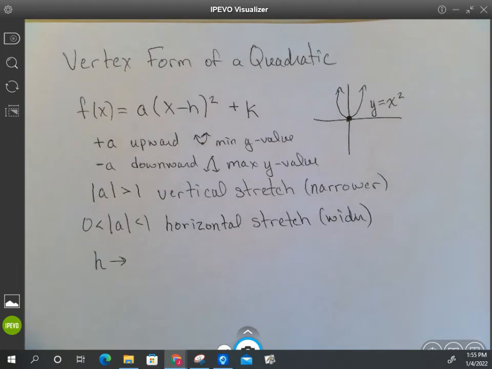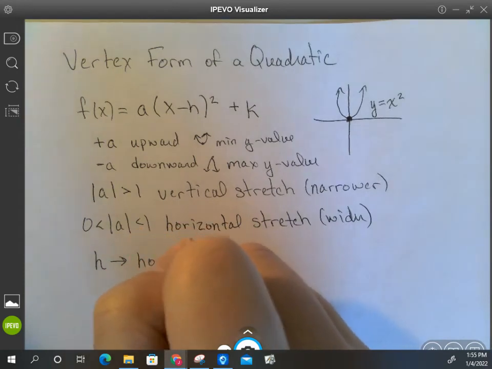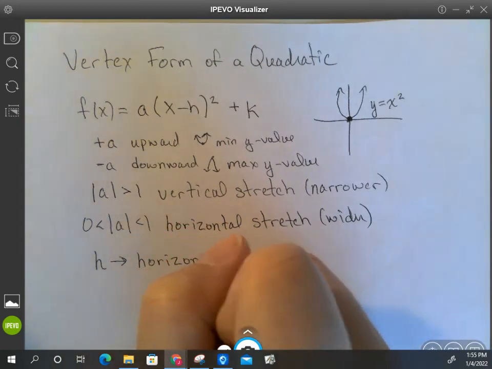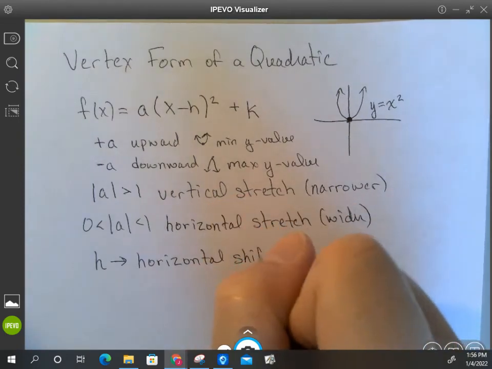Like where it is on the x-axis? Yes, so it's going to be a translation, left or right. So these are all transformations, but when you're doing a shift, it's called a translation. Now I'm just going to say that is your horizontal translation or horizontal shift.